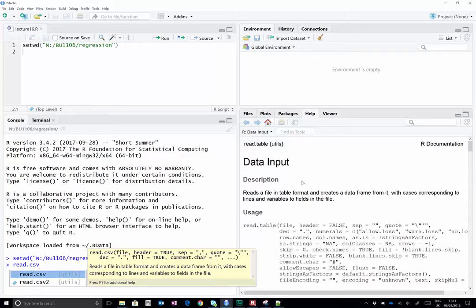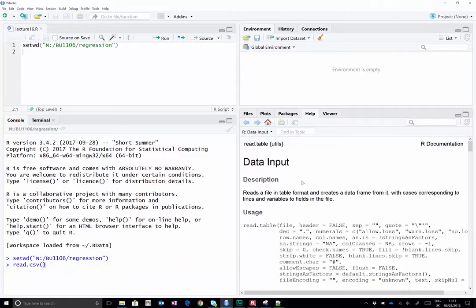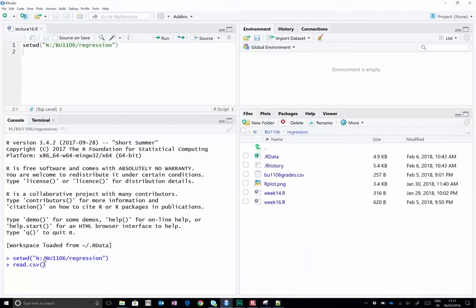So when you do R tasks, it's usually very useful. If you want to know more about the specific command, how to use it, you just press F1 and the help file will pop up. So I want to load my file. Let's go back here to the files folder. So it was called bu1106 grades.csv.